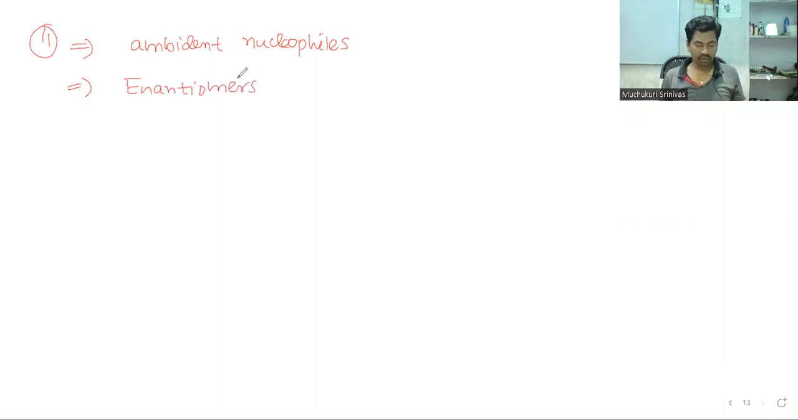Then from the 11th chapter, ambident nucleophiles, you read. The next one, enantiomers.